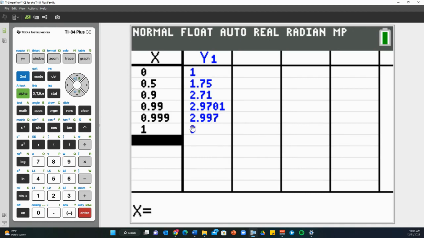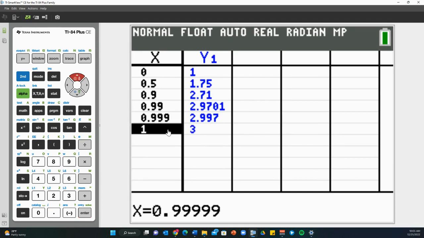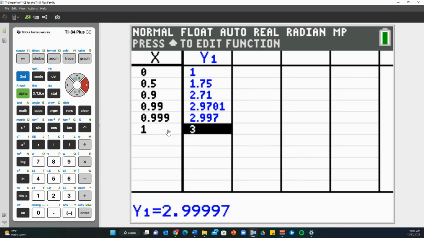You can keep going. You're not going to see all those values. It looks like I typed 0.99999, but the calculator wrote 1, and that's because the calculator can only fit so many digits on this table. So do be aware of that. It says 3 over here, but if you highlight it, it tells you the real value. When it has too many digits to fit, the calculator will automatically round. And in this case, that 2.99997 rounded to 3.